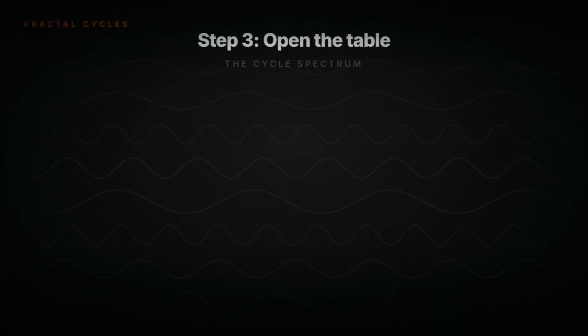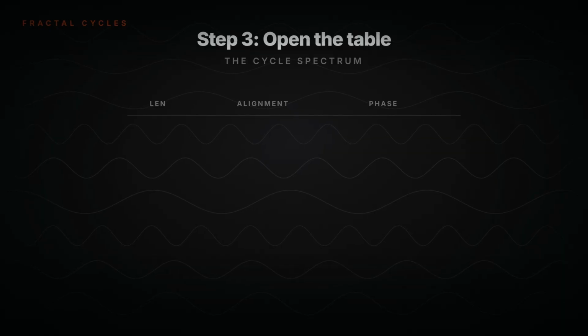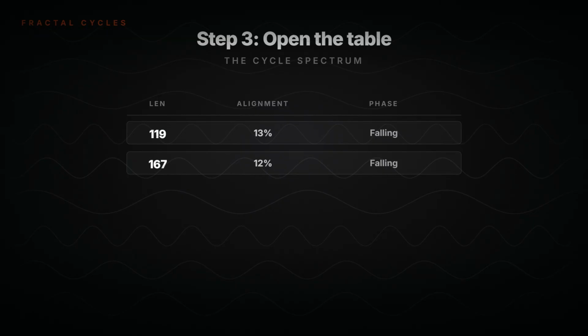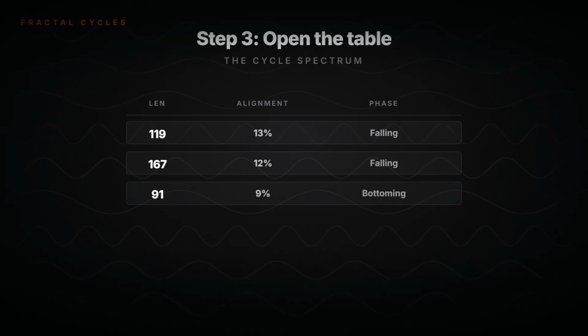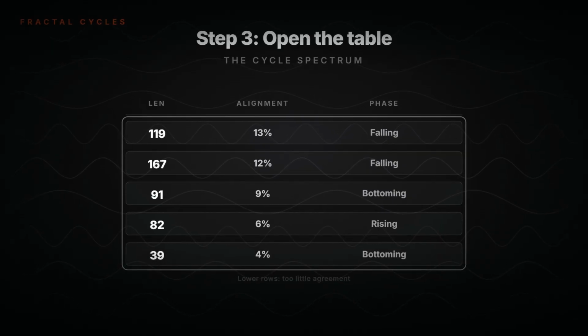Once steps 1 and 2 both agree, it is finally time to open the cycle table, and this is step 3, which takes less than a minute. The table is sorted so that the cycles fitting recent price best sit at the top, and I only look at the top 5 rows, because anything lower down has too little agreement with the market to be worth trusting.